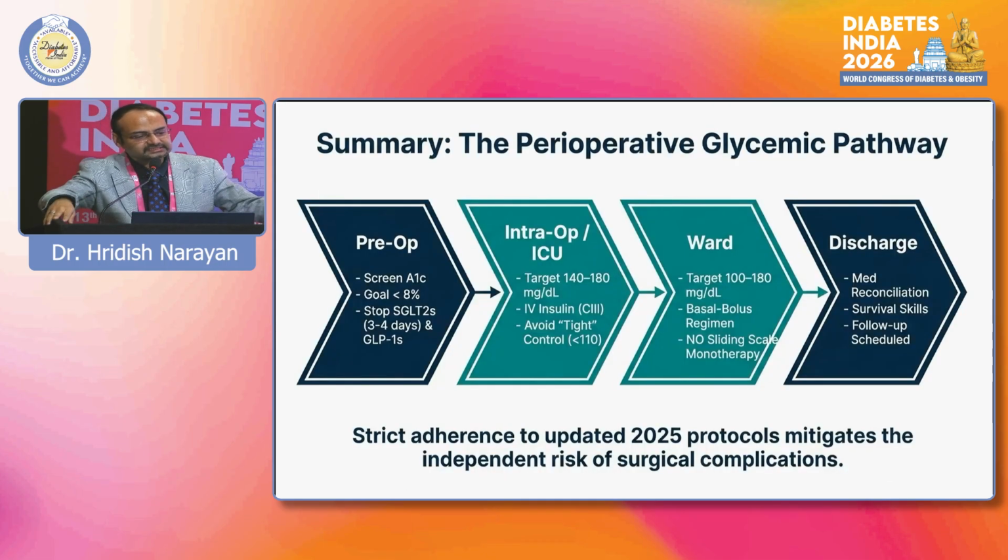So the last summary slide is this: pre-op, screen A1C, goal less than 8 is the best. Stop SGLT2 inhibitors and GLP-1 receptor agonists. Intra-op, target 140 to 180, IV insulin is the best. Avoid tight control in the wards. Target is 100 to 180. Basal bolus is the best, as my previous speaker has said. No insulin sliding scale, but I accept in many situations it becomes more a majburi, or compulsion, that it's still being used. And at the discharge, medication reconciliation and survival skills have to be talked about, and follow up has to be scheduled so that we can bring back a plateau state to the glycemic control.